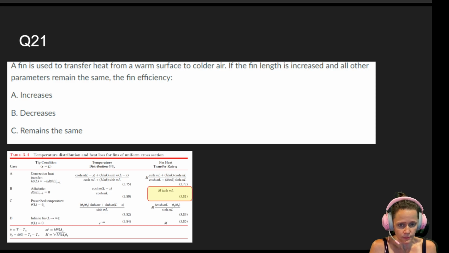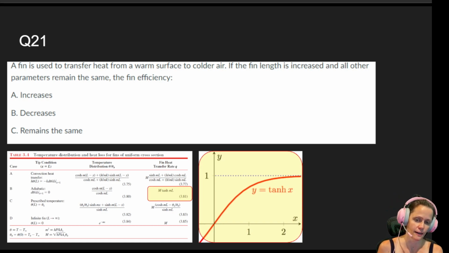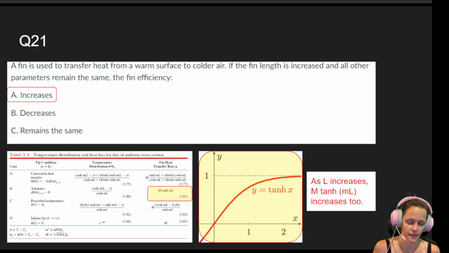But case B is typically what you're going to be using, right? So the heat transfer rate is this big M times the hyperbolic tangent of mL. So L is what we're looking at increasing. And if I look at the function hyperbolic tangent of x, as mL increases, then that q is also going to increase. That hyperbolic tangent is also going to increase. So as L increases, so does the heat transfer rate.